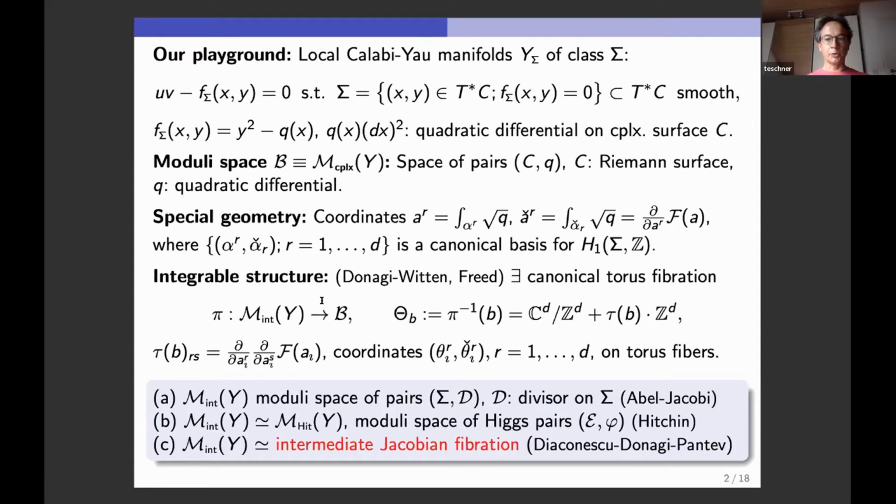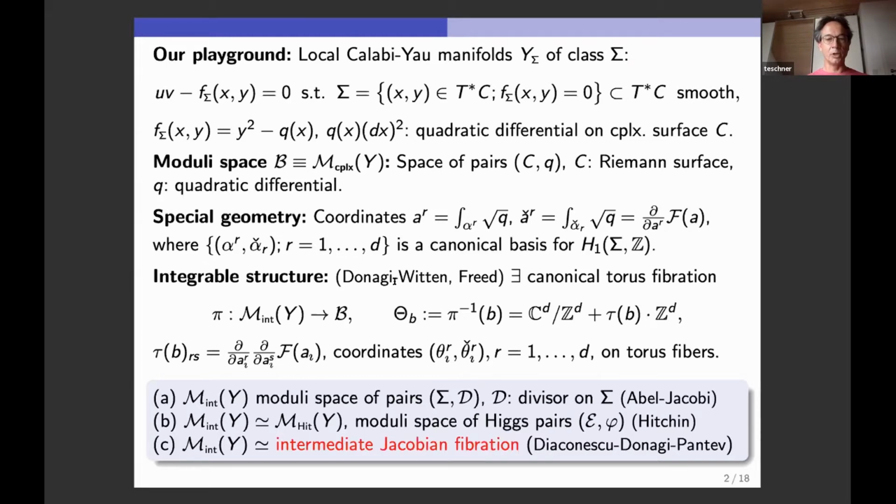Well, secondly, what's going to be important is that this setup basically comes with an integrable structure for free, as was pointed out by Donagi and Witten, and then encoded in a rather general theorem by Dan Freed, namely that associated to the geometric structure called special geometry, there is canonically an integrable structure.